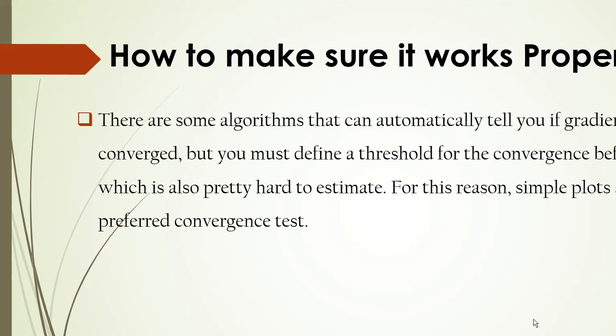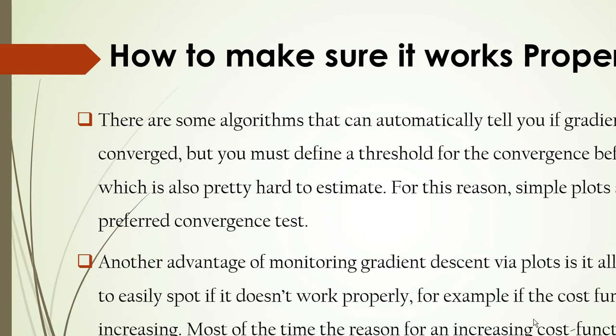Here there are some algorithms that can automatically tell you if gradient descent has converged, but you must define a threshold for the convergence beforehand, which is also pretty hard to estimate. So for this reason, simple plots are preferred as a convergence test. Another advantage of monitoring gradient descent via plots is that it allows us to easily spot if it doesn't work properly.